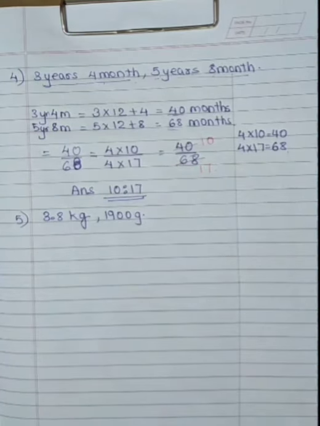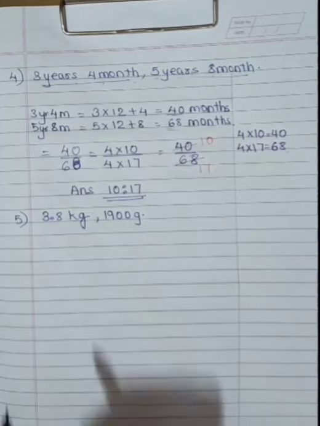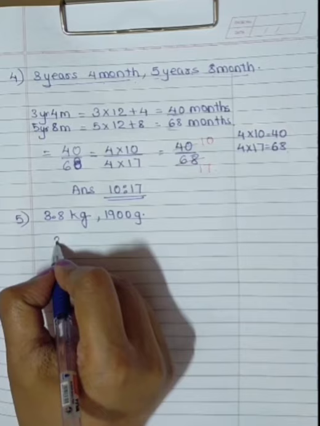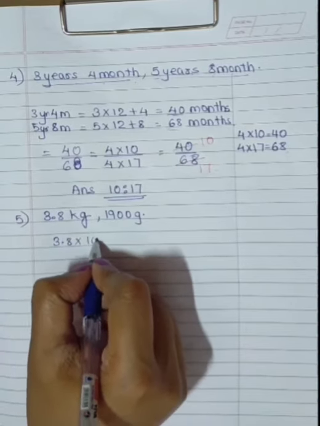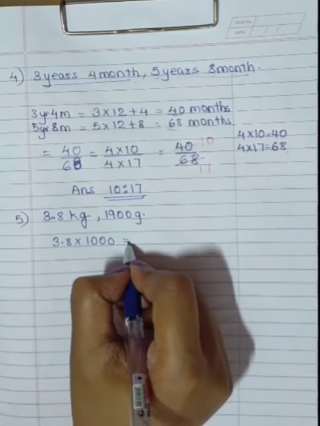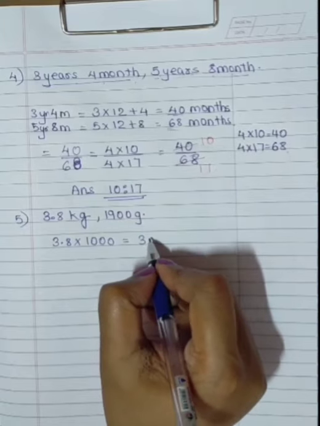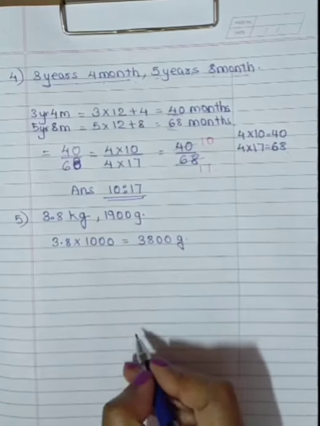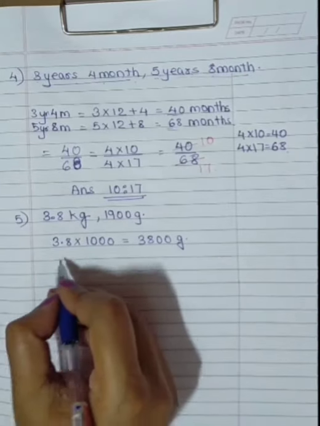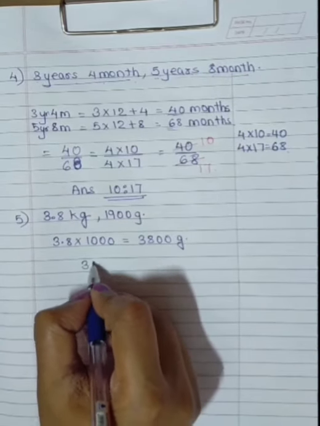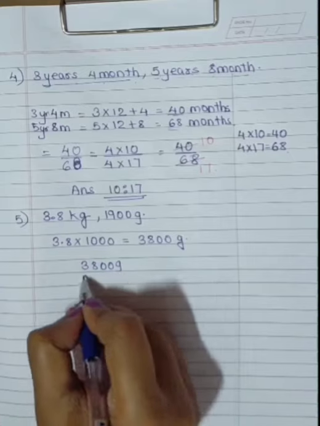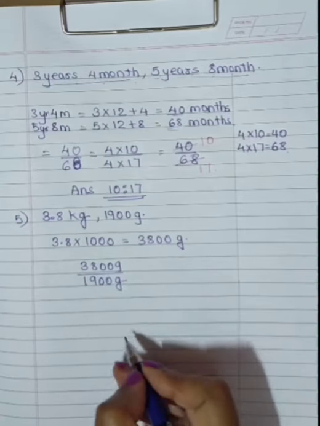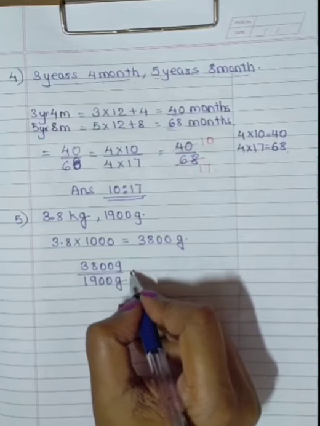Okay, now we have to convert this in gram. So I will multiply 3.8 with 1000. Then we will get 3800 gram. Okay, now we got 3800 gram upon 1900 gram. You can write this in ratio form also.